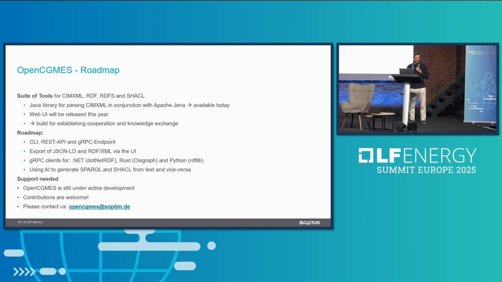And this week we are starting to use AI to generate SPARQL and SHACL from text and vice versa, because the RDF schema already contains all the ontology information. So that's the context we give the large language model to provide us with better output for our SPARQL queries. But that's some kind of research and development currently.